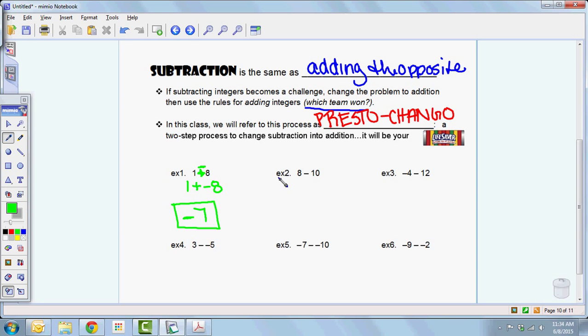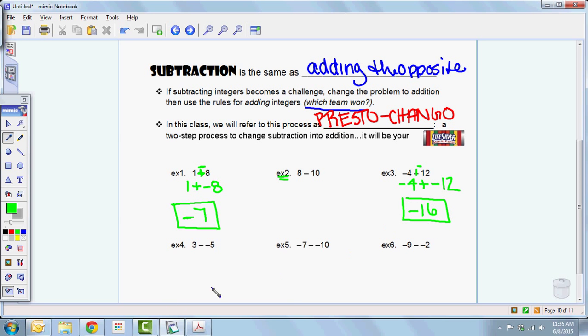Okay? I'm going to have you guys try example 2. Let's do example 3 together. So I have negative 4 minus 12. I'm going to take that subtraction sign and I'm going to add the opposite. So if you want, you can rewrite: negative 4 plus a negative 12. So look at this now. Now they're the same sign. I have negative 4 plus negative 12. I can just add them up and I would get negative 16.